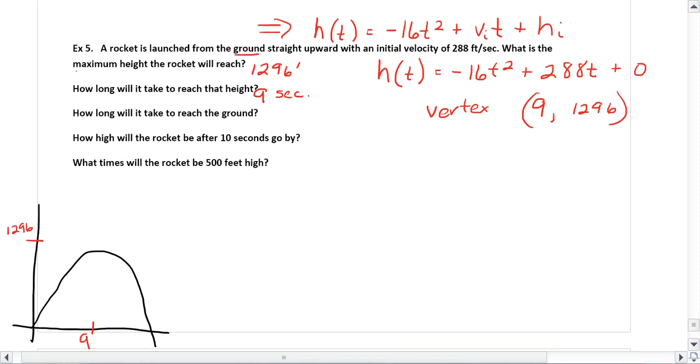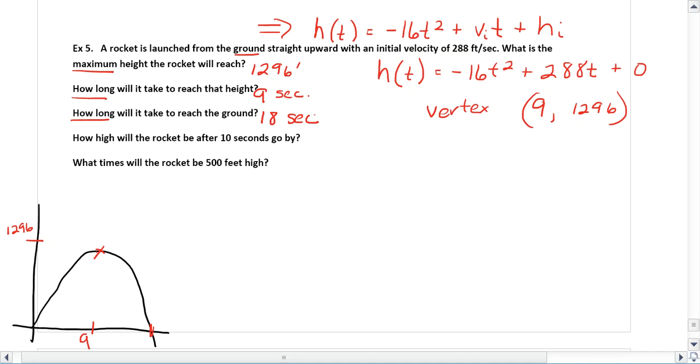So now that we have found the maximum height and how long it takes to reach that height, I drew a little picture here, that's the vertex. So it took 9 seconds to reach that. Now the next question is, how long will it take to reach the ground? So I want to find the time right here where it reaches the ground. You can find the zero of the function, or you can realize that it reached the vertex at the halfway point, so it's going to take another 9 seconds to finish the path, and it's going to hit the ground in 18 seconds.